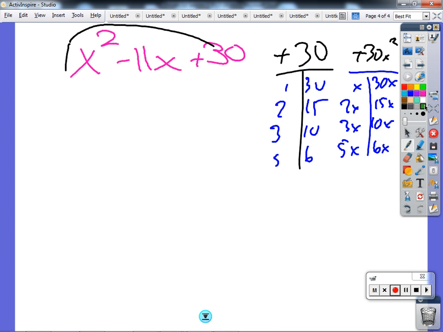Now notice, guys, how do we get to a positive 30? I can either go 5 times 6 or negative 5 times negative 6, right? Both of them get me to 30, don't they? Do you guys know whether I'm going to be both positive or both negative? Tell me what?